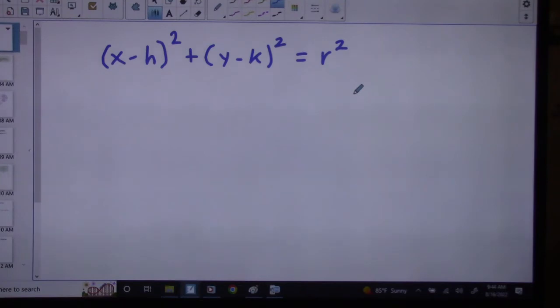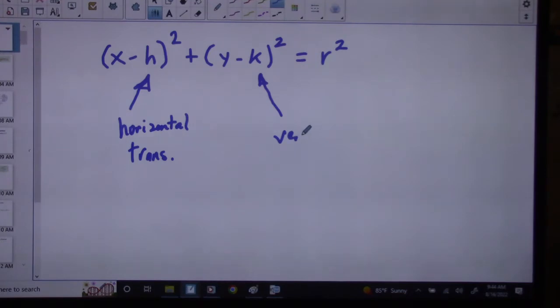And so now, do we remember what the h and the k do? K is up and down, H is left or right. So H is a horizontal translation, I'll call it, and K is the vertical translation. Isn't the r the radius? Yes, r equals radius.